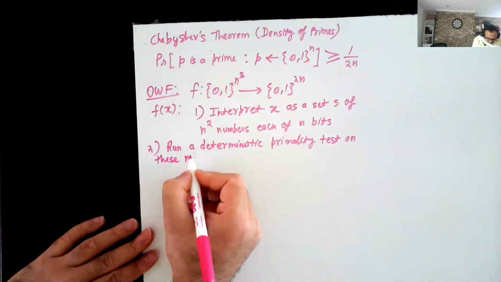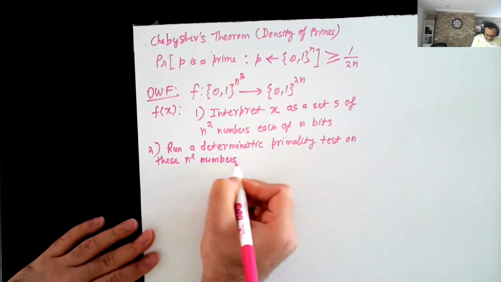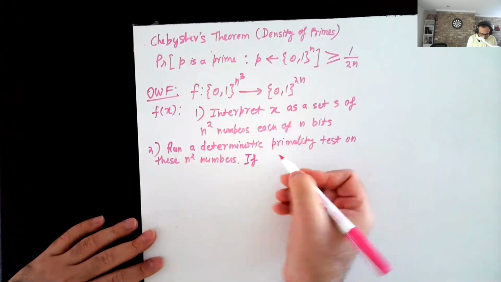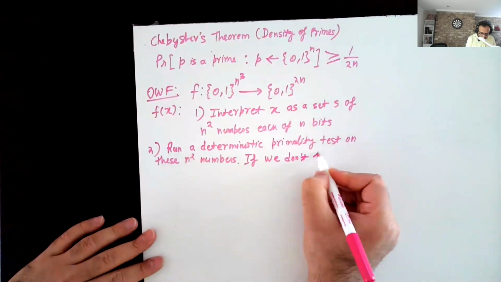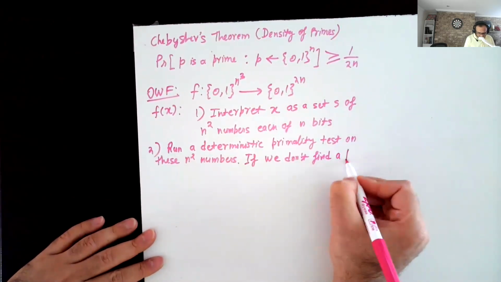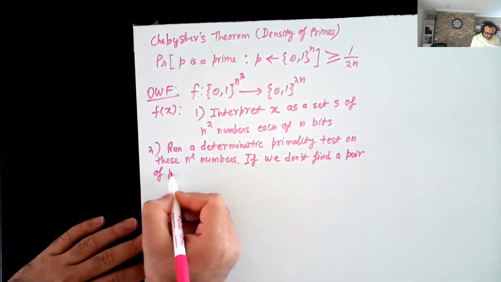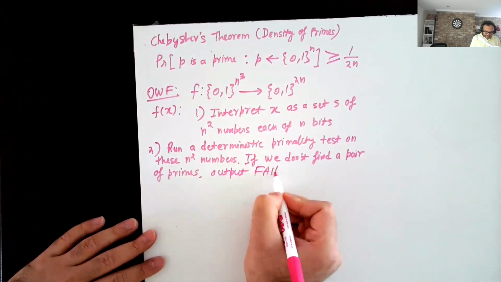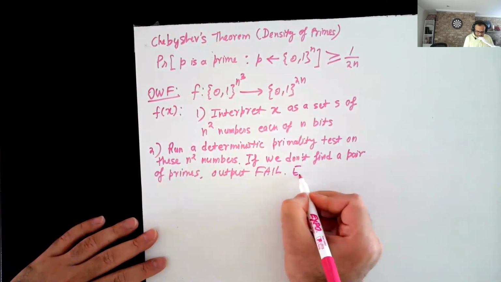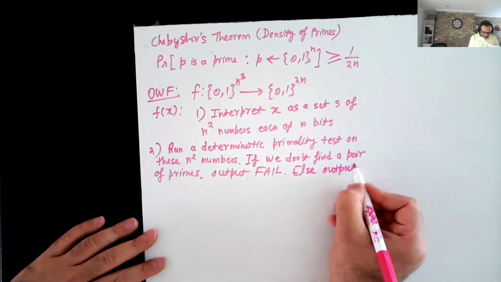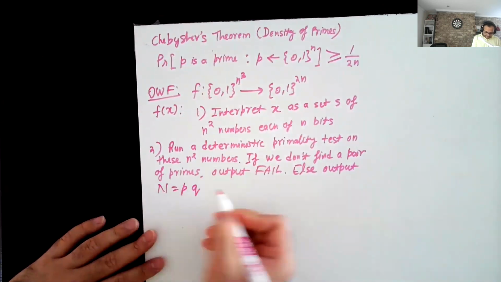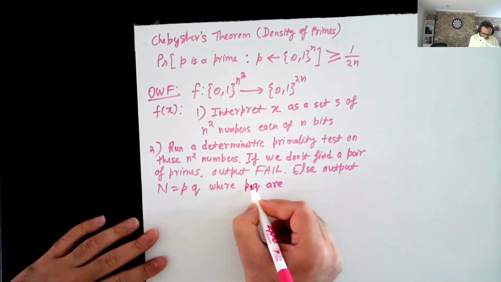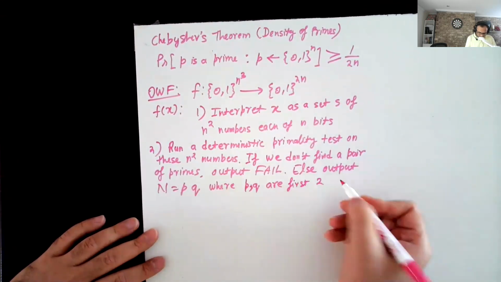On these n square numbers. If we don't find a pair of primes, output fail. Okay. Otherwise, you output n equals pq, where p, q are the first two primes.